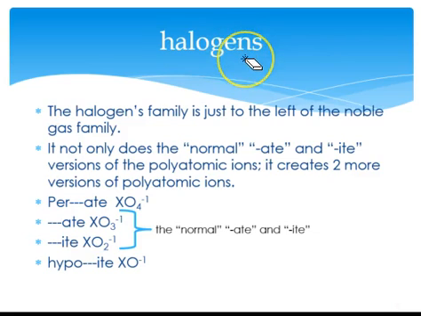There are some other things that the halogens do. The halogens are the column that is right next to the noble gas column, and they not only have your normal ate and ite varieties, but they have per-ate and hypo-ite varieties. This is not the video on how to memorize that. This video indicates that you already know that. So we're going to proceed on with our formulas. If you do not know your orange and blue ions, you really need to make sure you do.